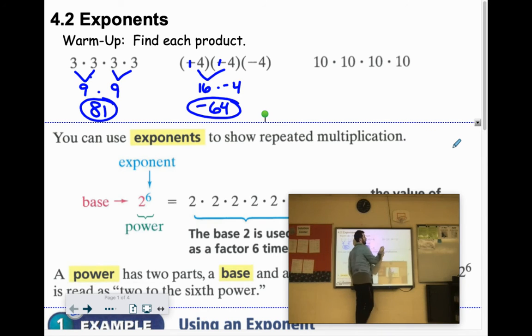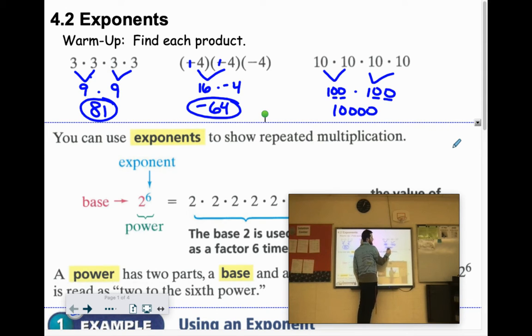10 times 10 times 10 times 10. 10 times 10, 100. 10 times 10, 100. 100 times 100, there's 1, 2, 3, 4 zeros. 10,000.